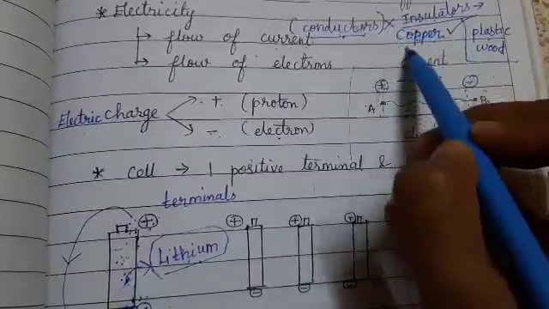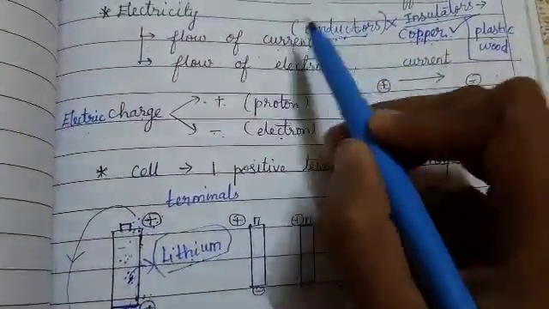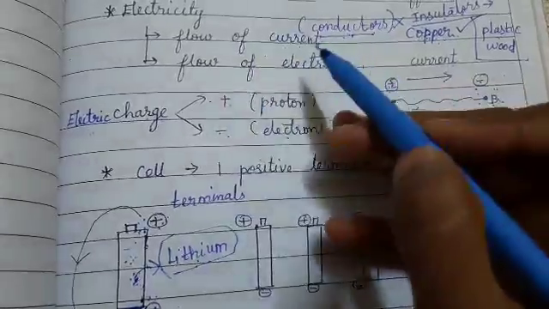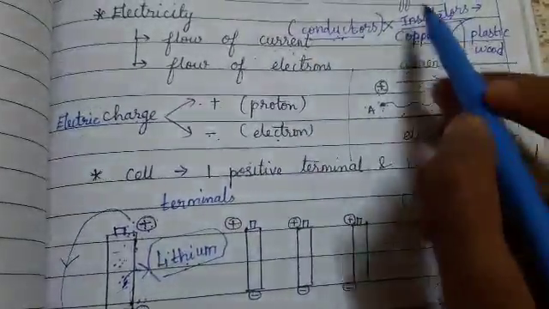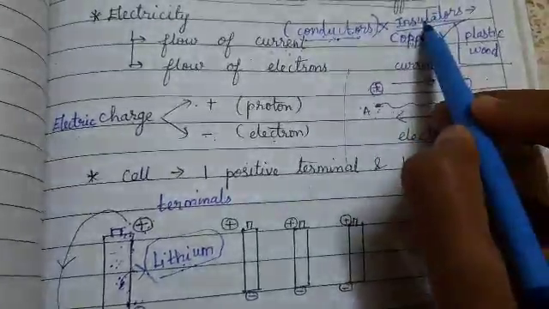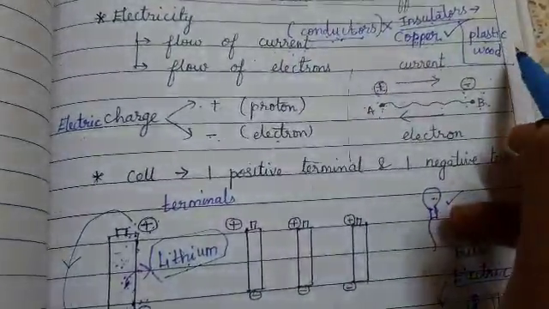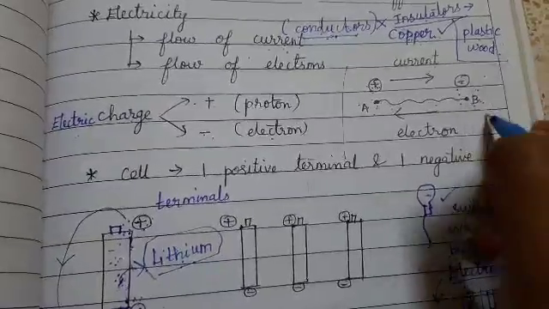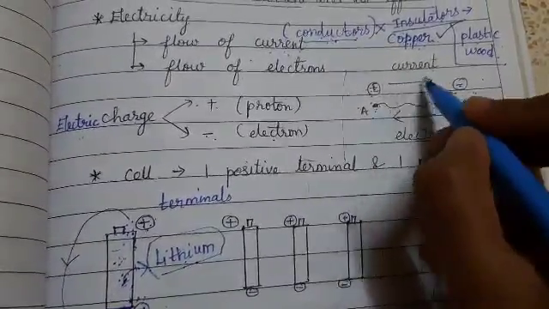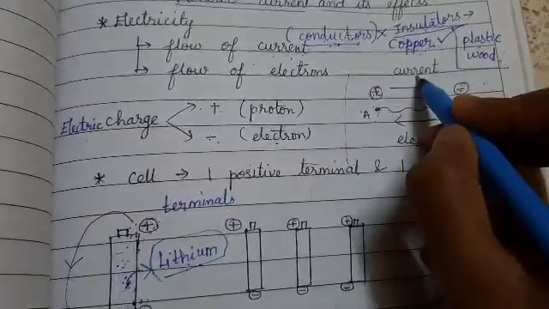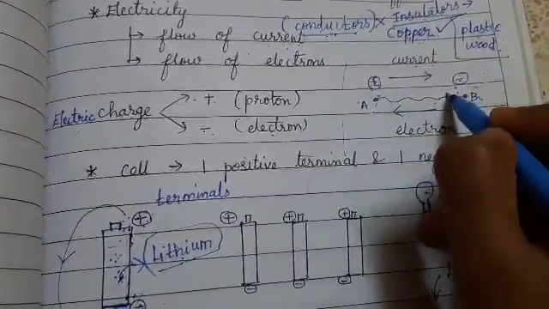Such materials which conduct electricity are called conductors. Conduct electricity means they allow the flow of current through them. Insulators are the opposite of conductors. It means they will not allow the flow of current through them. Examples are plastic and wood. Next we saw how the current flows in a wire. It flows from the positive end to the negative end.